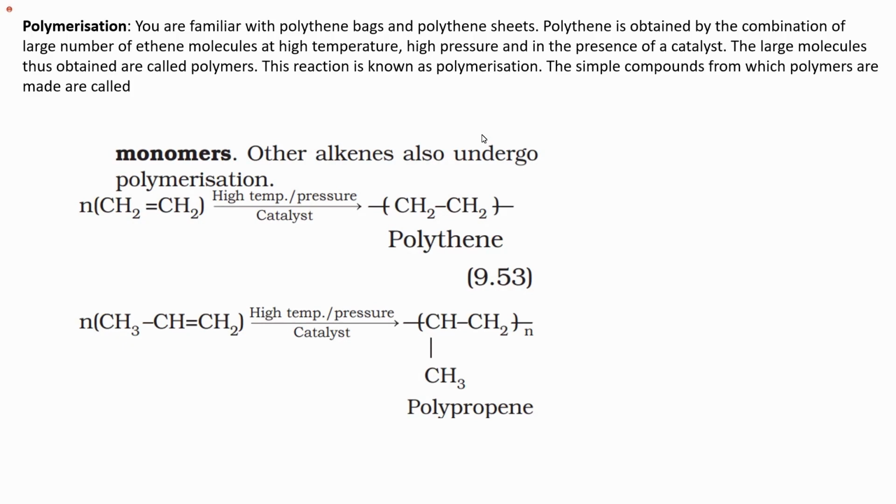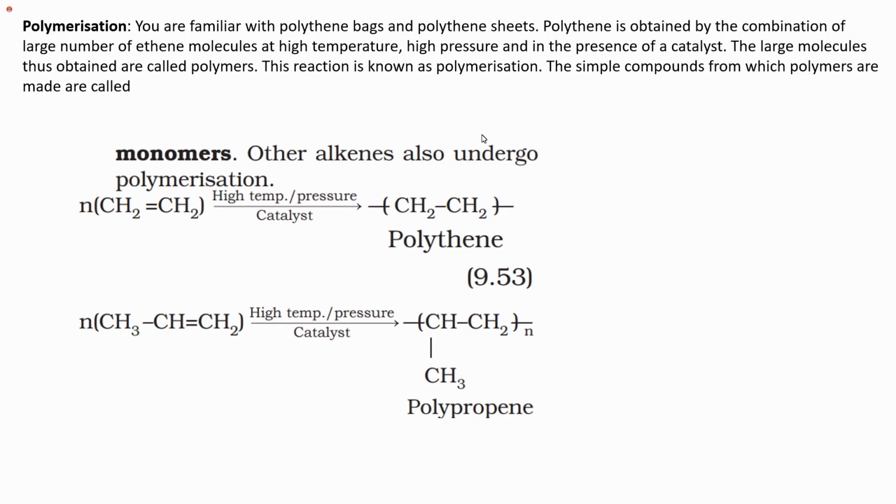So polyethylene bags and polyethylene sheets: the polyethylene is obtained by the combination of a large number of ethene molecules at high temperature and high pressure in the presence of a catalyst. The large molecules thus obtained are called polymers, and the reaction is known as polymerization. In the process we are generating the polymers, so it is called polymerization. And the simple compounds from which we get the polymer are called monomers.